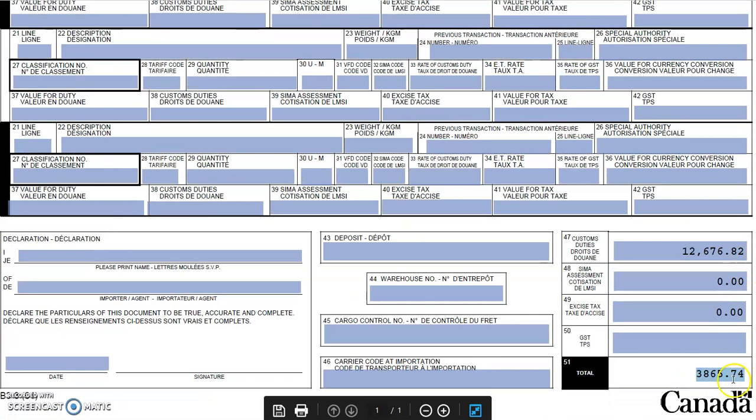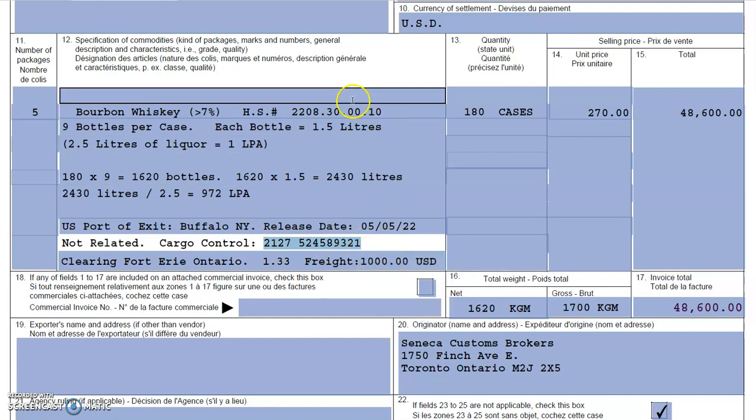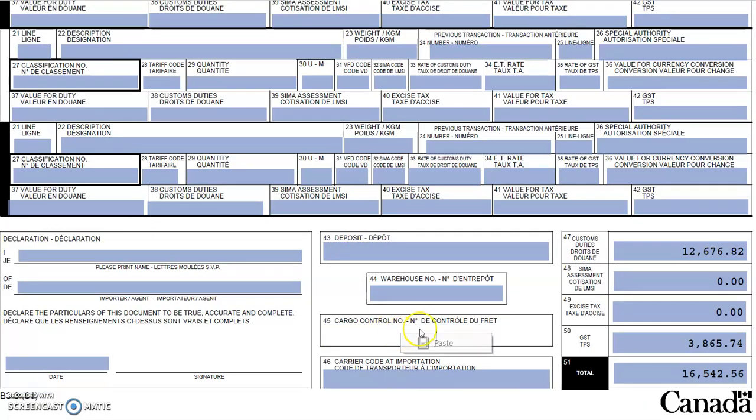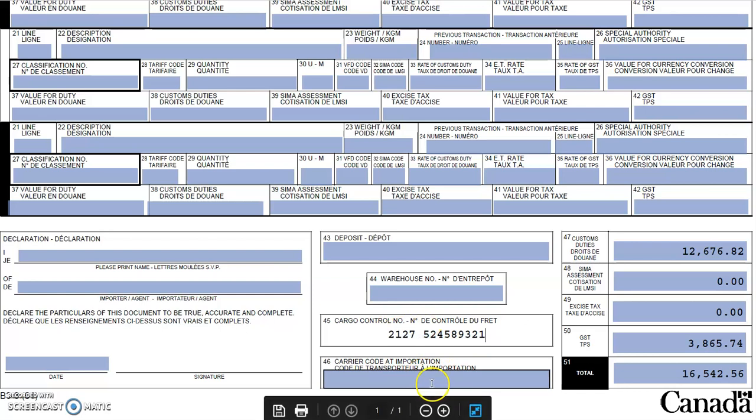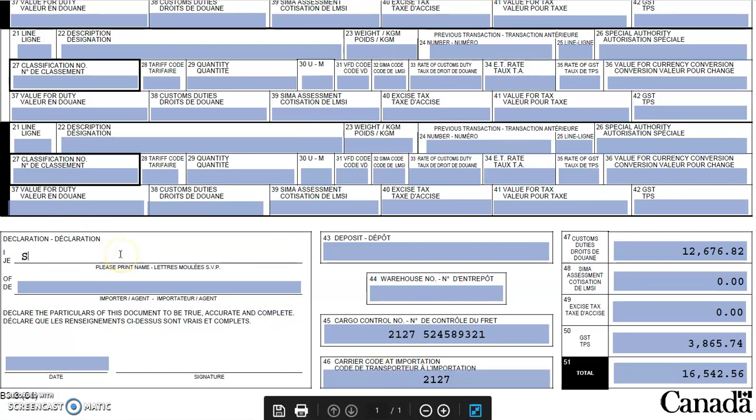And I think I made a boo-boo. Yes, I did. This amount goes in here. And then this amount is those all added together, which is 16,542.56. We've got the Carl control number. Okay, where did it go? Carl control number. There it is. And we have the carrier code importation 21227.